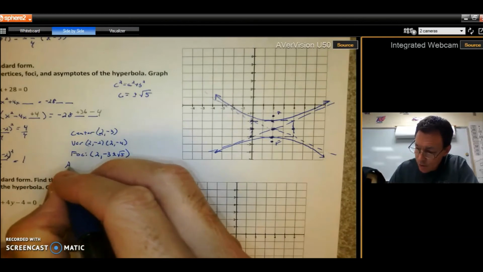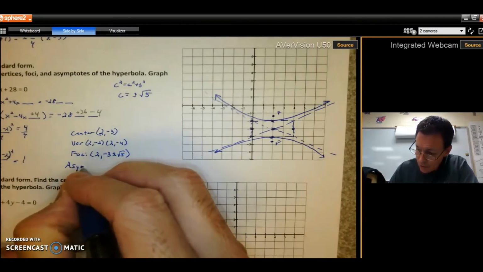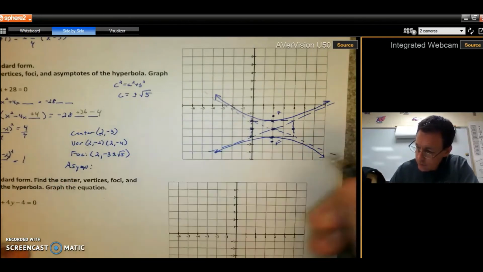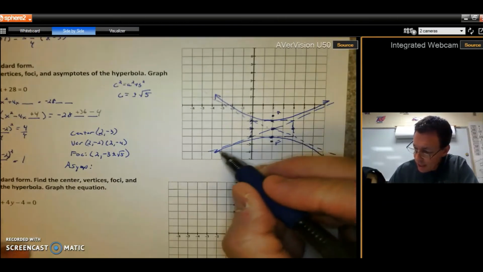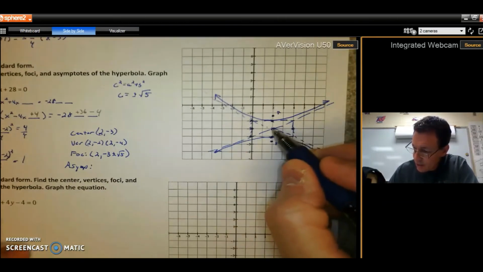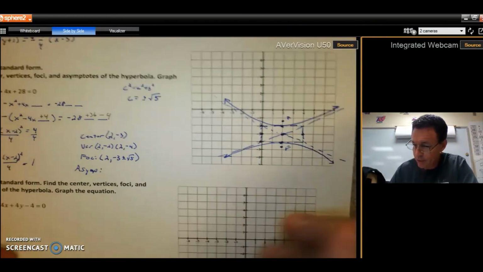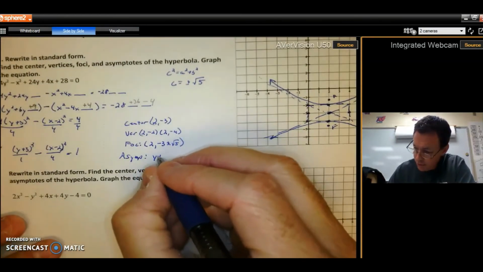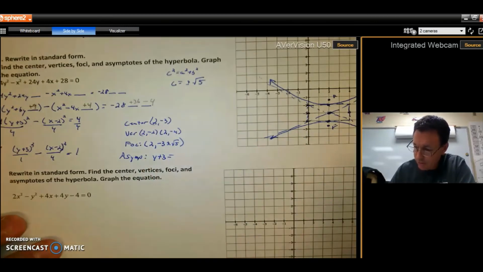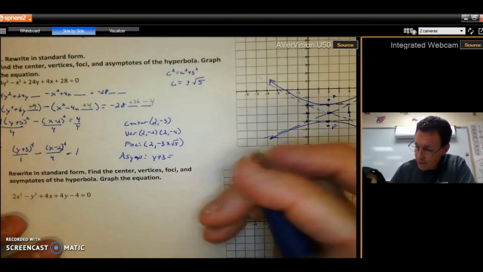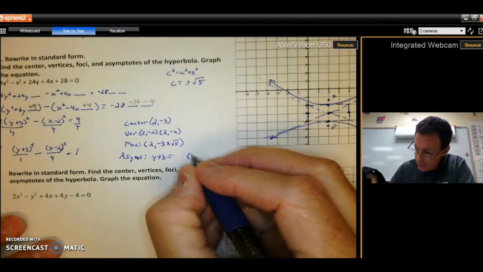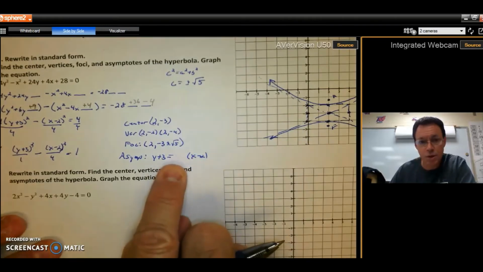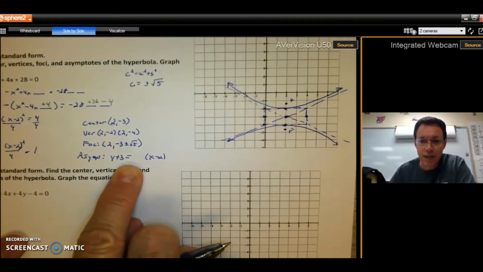And now I'm also supposed to write my asymptotes. So I need to draw this line. Well, this line goes through the center, so that's my point. So it's the y plus 3 equals, and then it's also going to be the x minus 2. I'm going to slide that over, x minus 2, because I'm going to put my slope here in the middle. So now I just got to figure out what the slope is.